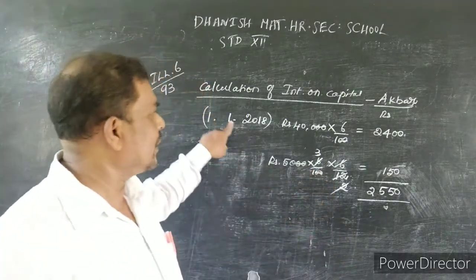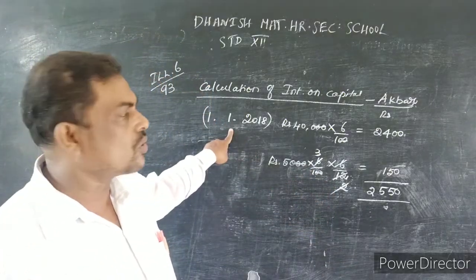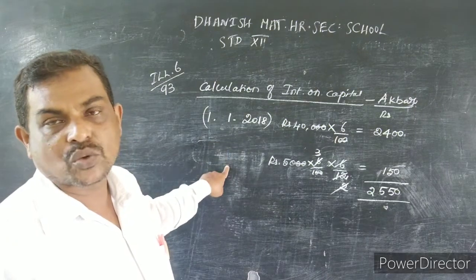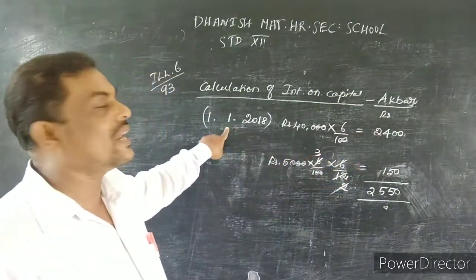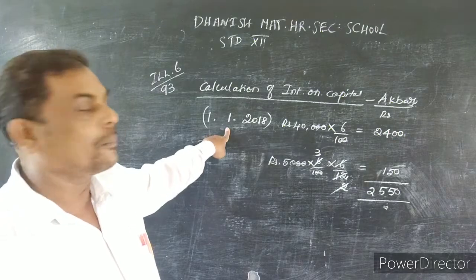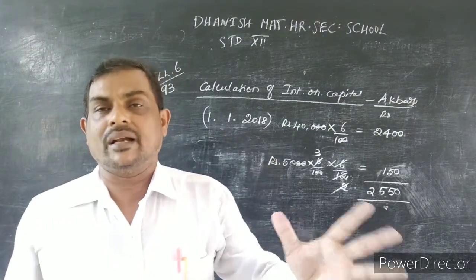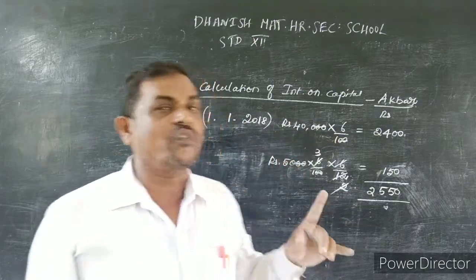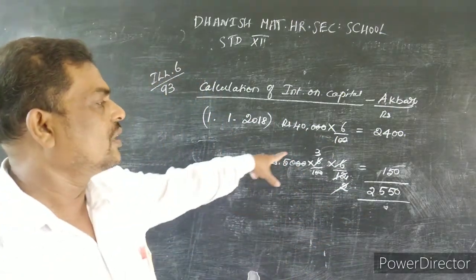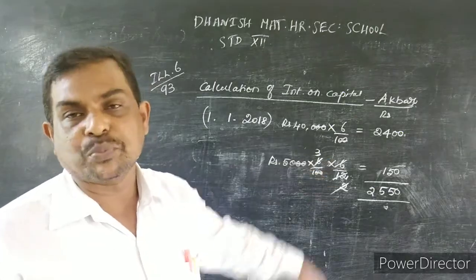So once again I'll tell you, in the previous session, for Anthony they gave the opening capital date and the additional capital date also. For Akbar they have given only the opening capital date, but the additional capital date is not given. Only they have said during the year. During the year means we don't know the date.